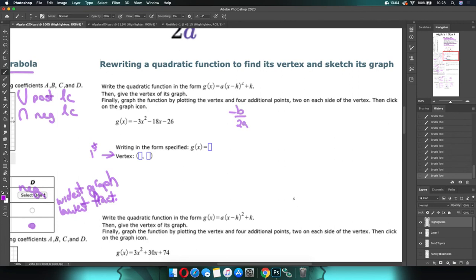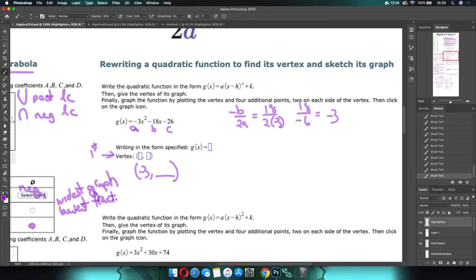So what is opposite b? There's our a, there's our b, there's our c. So it's going to be opposite b, so opposite 18 over 2 times a, and what's a? Negative 3. So that's going to be 18 over negative 6, which is in fact negative 3. So our vertex is going to be negative 3 comma something. So far so good. Should be familiar.